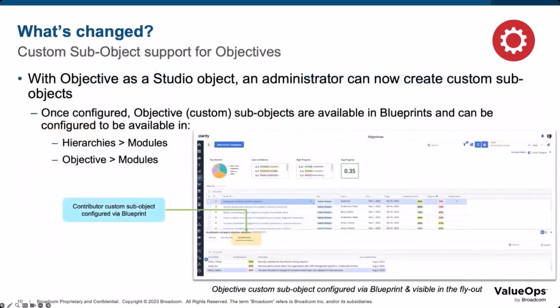Since objectives as a studio object, objectives have been enhanced so that the administrator can now create custom sub-objects. Once configured, objective custom sub-objects are available in blueprints and can be configured to be available in the hierarchy as a module and, of course, objectives as a module. This image is an example of a custom sub-object named contributors and is configured via blueprint to be displayed in the flyout.